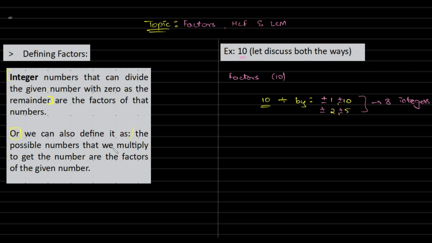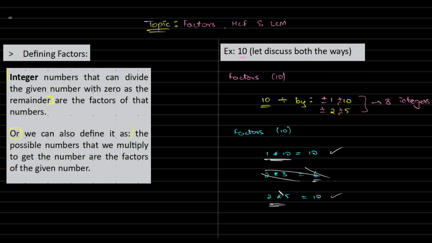Now, as per the next definition, we can also define it as the possible numbers that we multiply to get the number are the factors of the given number. So, factors of 10 include 1 into 10 gives me 10, 2 into 3 gives me 6, 2 into 5 gives me 10. So here, as per the definition, this is not a factor. Clearly, that's not a factor, as I'm getting 6, not 10. This set of numbers are factors, and here too I'm getting 10. So this set of numbers are also its factors.